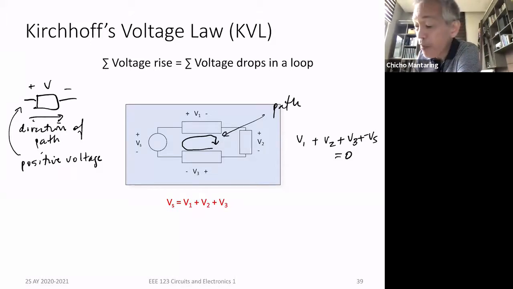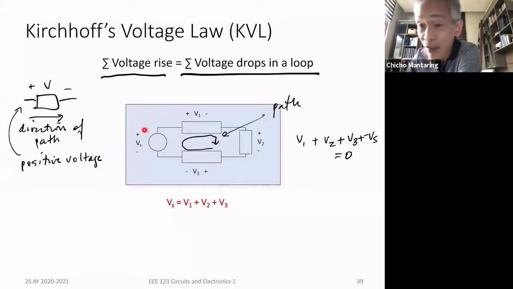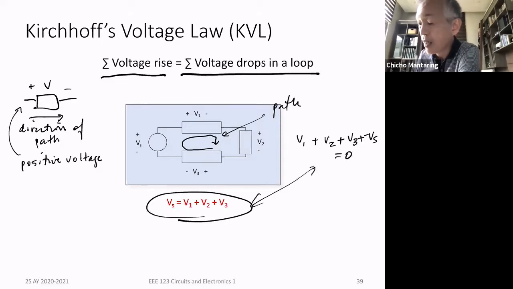And that's equivalent to the sum of the voltage rise is equal to the sum of the voltage drop. Your voltage rise would be Vs because you're going from minus to plus. So that's a voltage rise. And your voltage drops would be V1, V2, and V3. So this and this are the same.